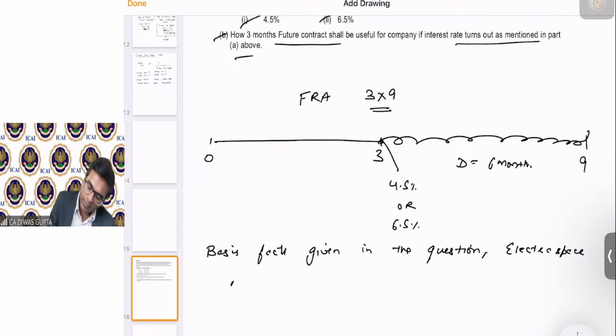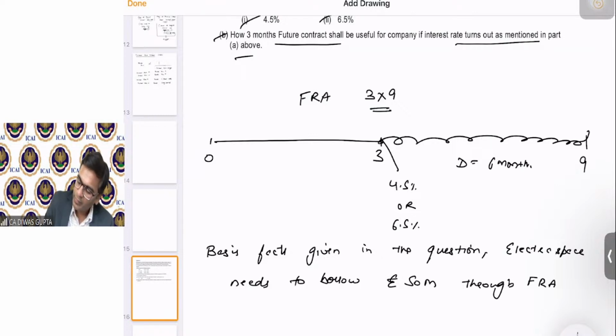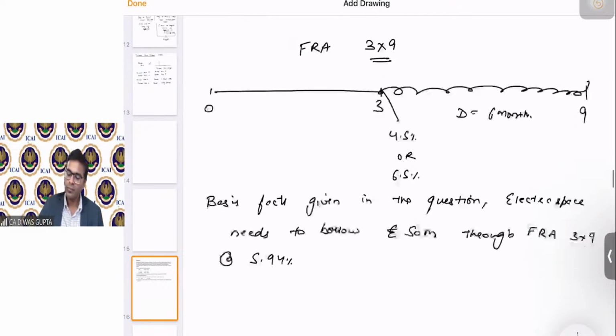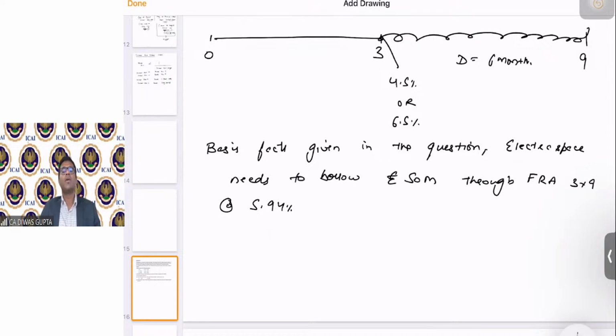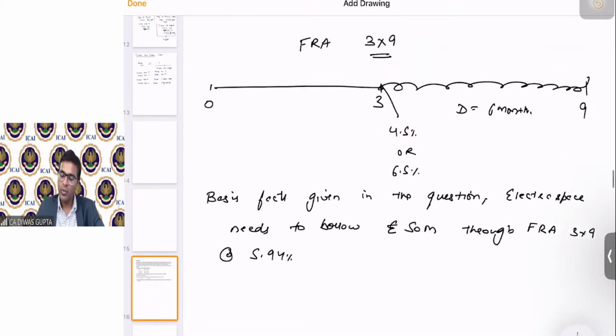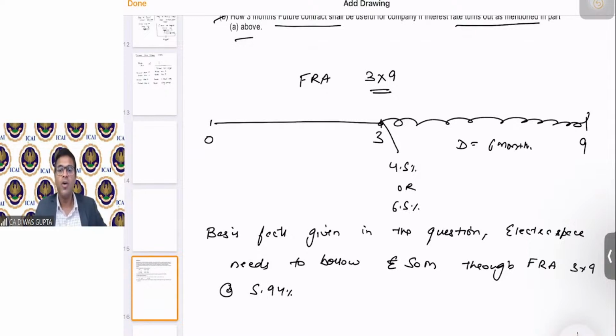Electrospace needs to borrow 50 million through FRA 3 by 9 at the rate of 5.94%. Okay, understood? So we have understood that basis the facts that are given in the question, what should be the strategy for FRA for this company? Correct?